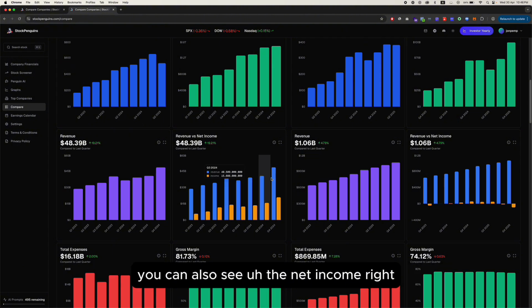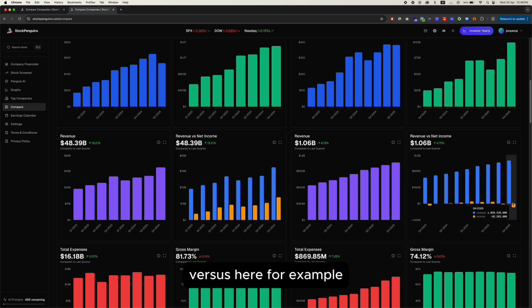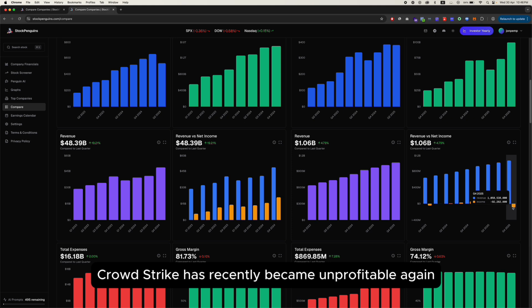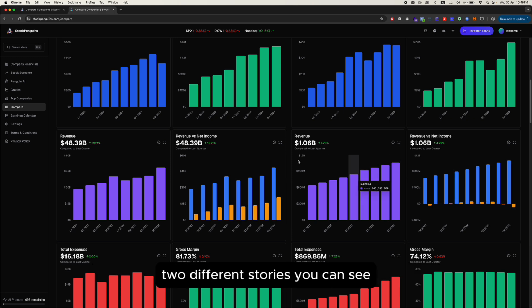You can also see the net income, how much profit they're making. Versus here, for example, CrowdStrike has recently become unprofitable again. All right, so a tale of two different companies, two different stories.